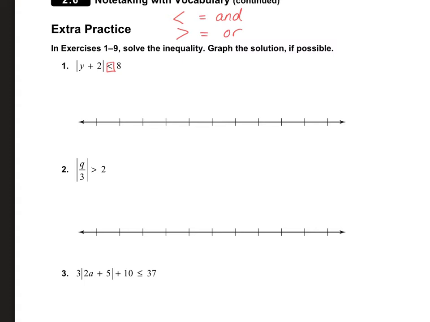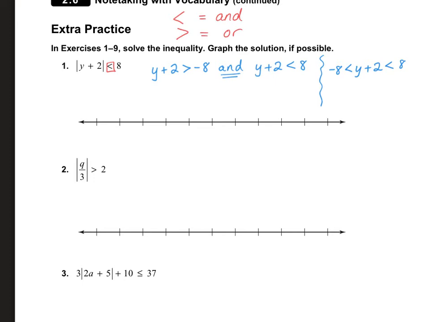We could write y plus 2, and we're going to flip the sign of the negative, and what's inside the absolute value, and then it keeps the same. Remember, a different way to do that I showed you whenever you have an and is you can instead write it as the negative number 8 is less than what's inside the absolute value is less than the positive number 8. Most students prefer this way, but sometimes this way is necessary for some of the problems.